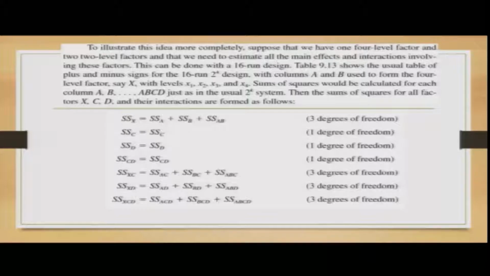If it is C, we are only assigning to C, if it is D, we are only assigning to D, and if it is XC, obviously it would be AC, BC and ABC. Similarly, for XD it will be AD, BD and ABD. Similarly, for XCD it will be corresponding to that. Based on that, you find out the errors, you have the degrees of freedom, find out the mean square values, find out the F statistic, and pass your judgment depending on the level of significance.